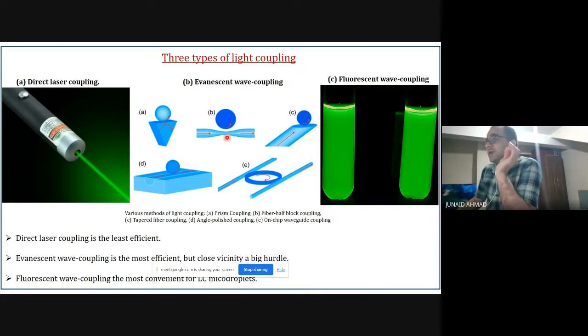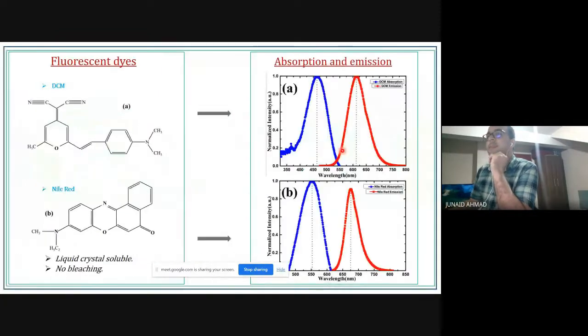difficult to achieve. That's why for our work we have used fluorescent wave coupling, where we use an external dye. We mix the external dye with liquid crystals, then we excite that dye inside the droplet to emit fluorescence inside the droplet. That fluorescent light gets trapped inside the droplet, this way resulting in whispering gallery mode optical resonance in those droplets. So the dyes which I have used are DCM and Nile red. And again, the dye has to be liquid crystal soluble and it should have no bleaching or very little bleaching. Because of bleaching, we won't be able to trap light inside those droplets for a longer time. So hence, low or no bleaching is advisable.